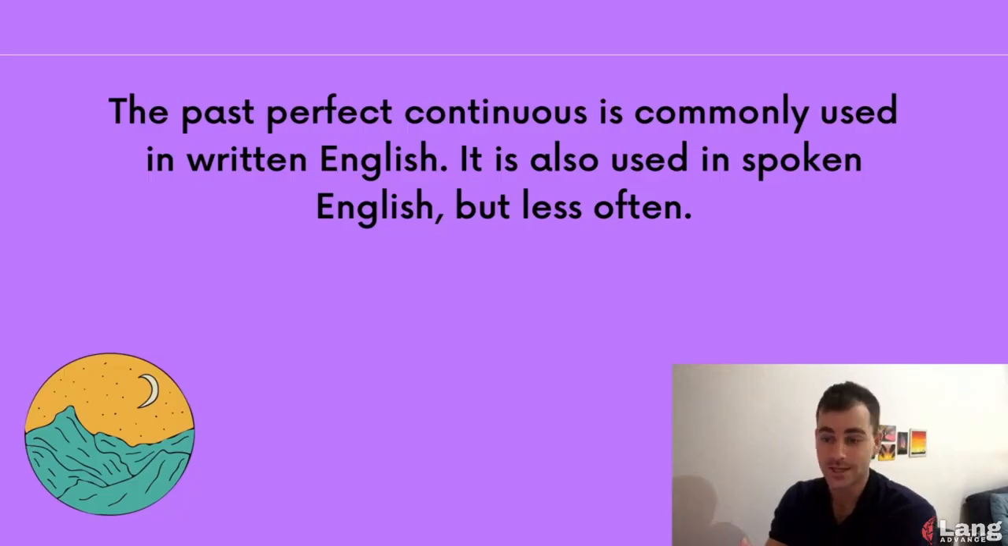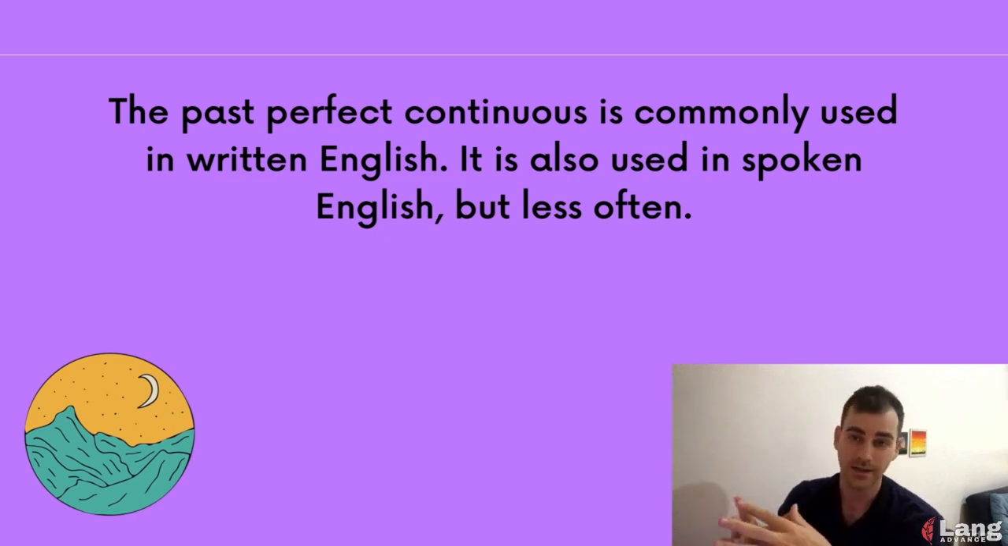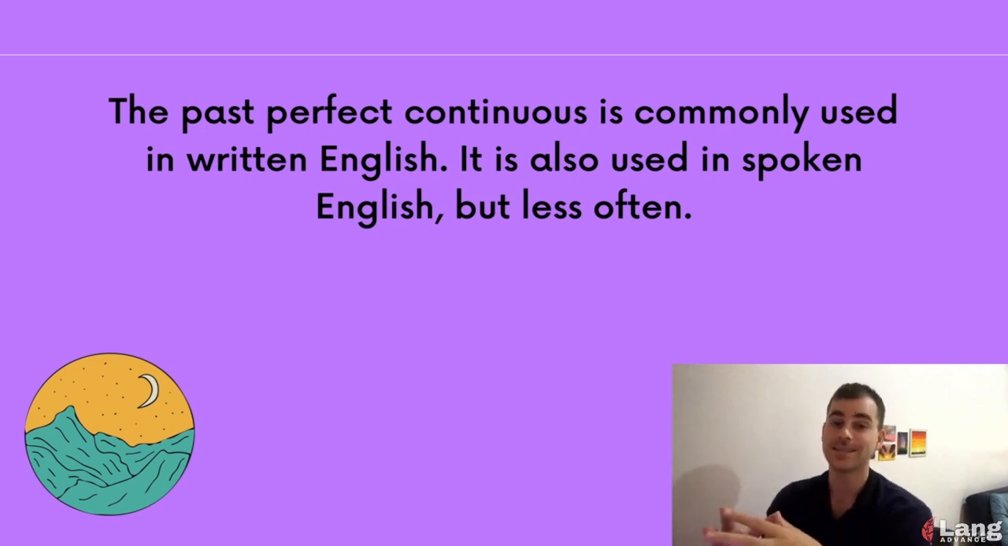An interesting point is that the past perfect continuous is commonly used in written English. It is also used in spoken English, but less often. So if you feel that you don't really hear people using this tense in their speech, then you are absolutely correct. It's more commonly used in writing. And that's the end of our advanced rules for the past perfect continuous. But stick around, we're going to do a short quiz to review.